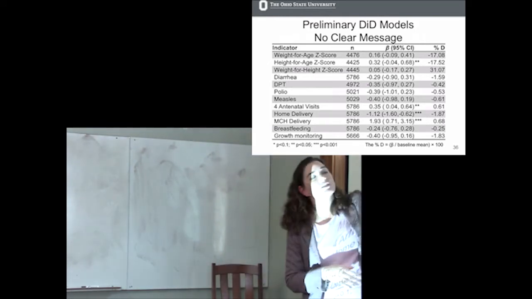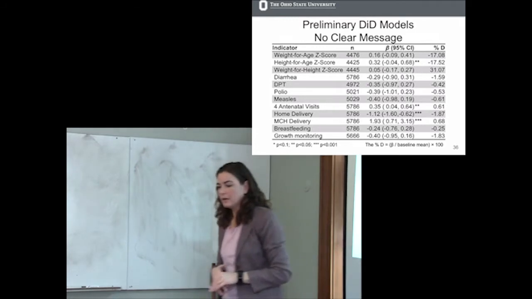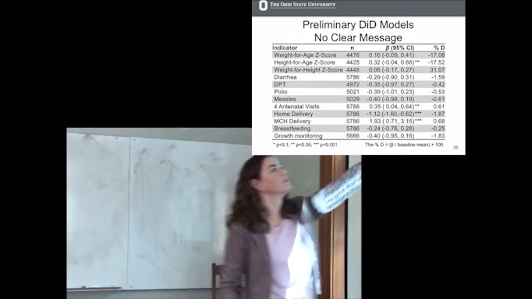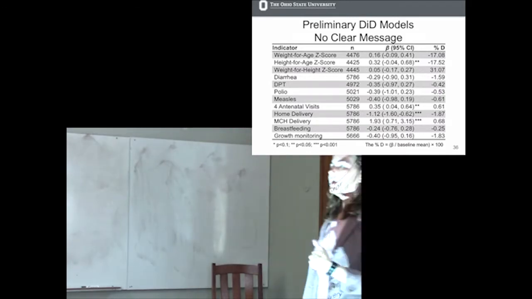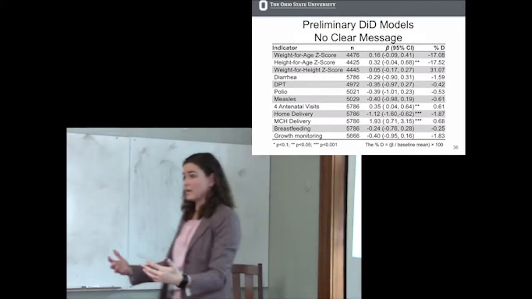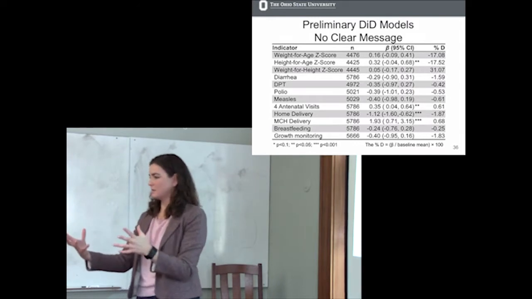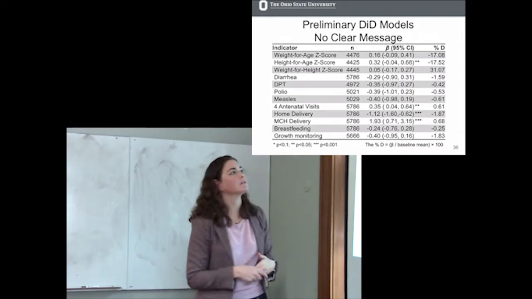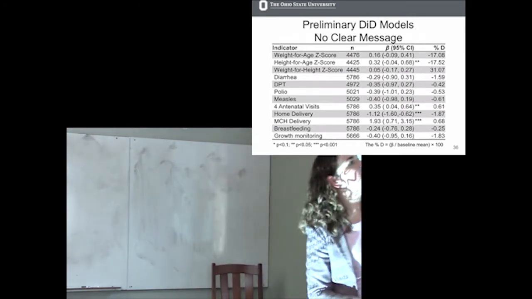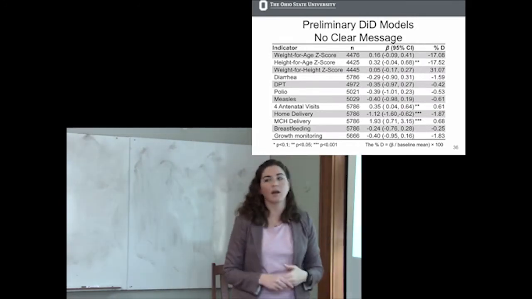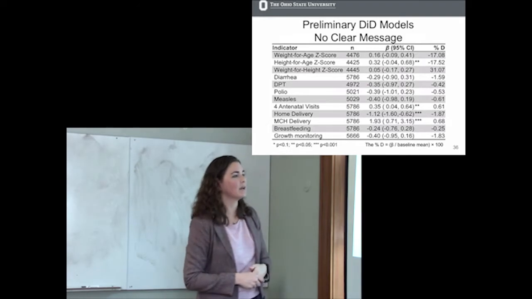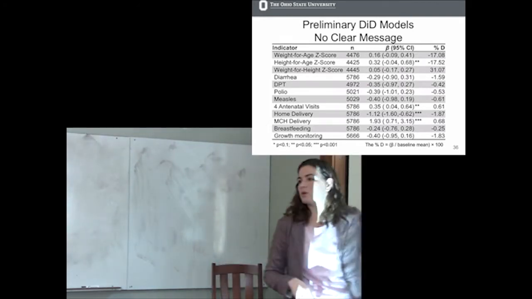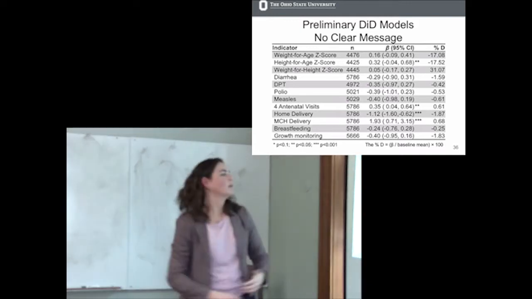The height for age z-score, we see a treatment effect here. A positive beta shows a positive treatment effect. So if this number right here is positive, it means that the decentralized areas are making better gains in that particular health outcome than the centralized areas. So it shows us that for height for age z-score, children in the decentralized areas are making better gains. Antenatal visits, again, a positive treatment effect, so more antenatal visits.